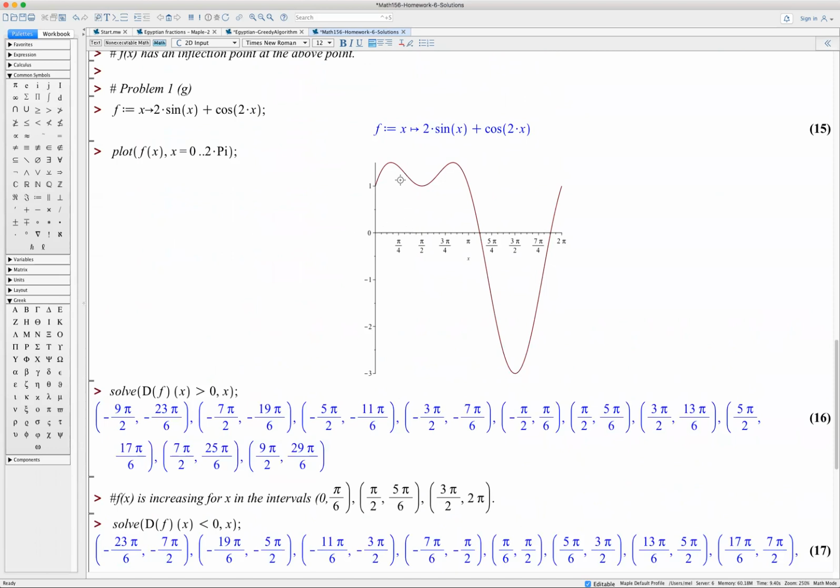One, that's probably right about there. So suppose we want to know if there's one somewhere in this region. This is somewhere around 9/4. Let's try between 2 and 3.